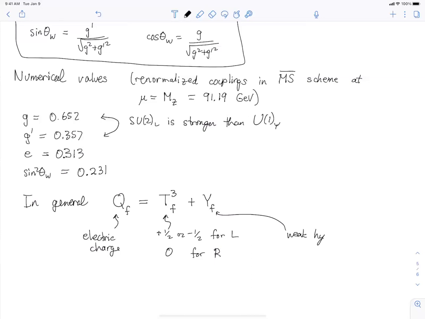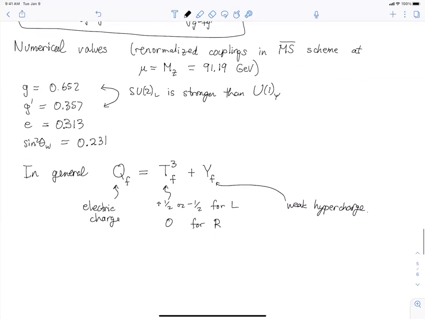I should mention that some people have a different normalization. About half the people would use a different normalization for weak hypercharge, so there's an extra factor of 1/2 in that formula. But up to that convention, this is true for every fermion. We just enforced that it was true for the electron and the neutrino, but it's also true for up quarks and down quarks. And in fact, we haven't introduced the Higgs field yet, but it's also true for the Higgs field.